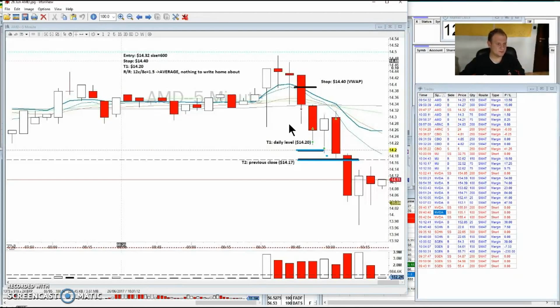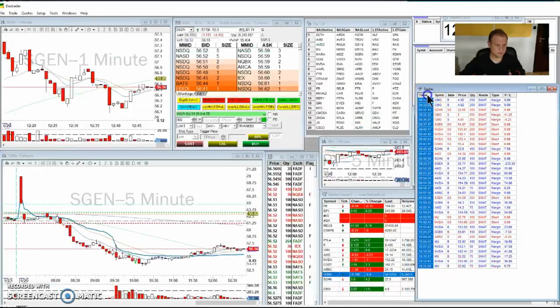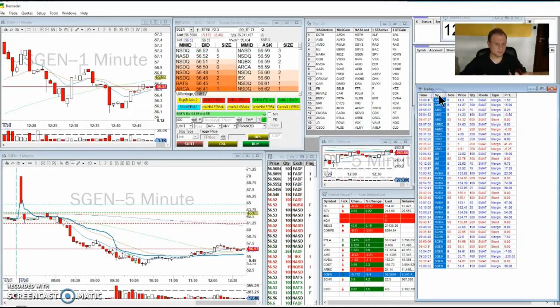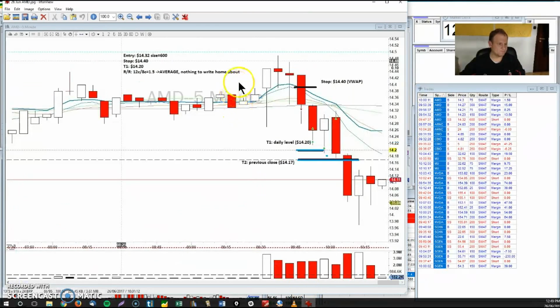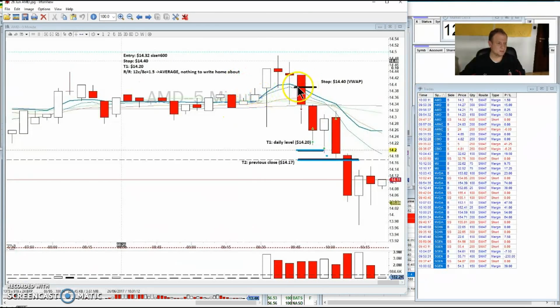Now, I'll go through this one first, simply because it's in alphabetical order. We got in here. Actually, I don't think it was the first trade. I mean, the first trade of the day was CBIO, but we'll get to that second. So we got in here, which is pretty far away from the VWAP, as you can see. The VWAP is at $14.40. I got in at $13.32. Now, it's not far, it's only 8 cents.